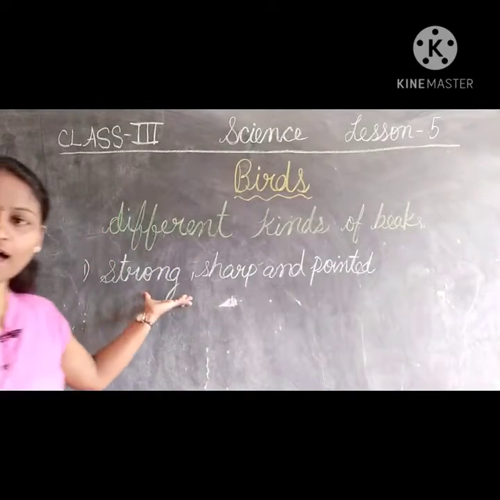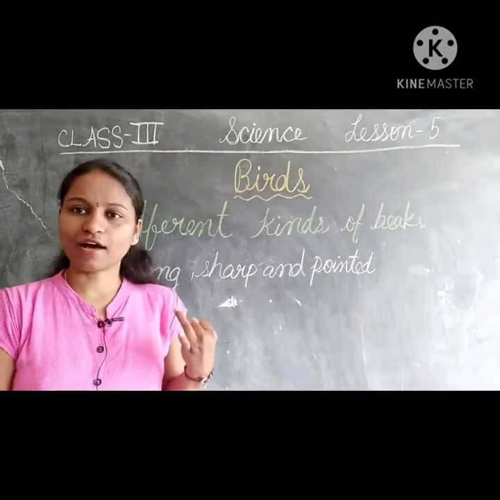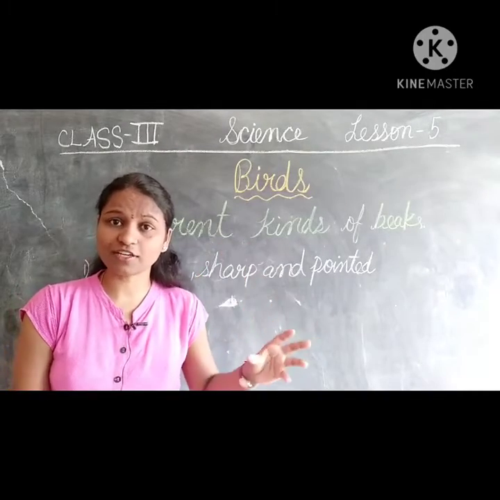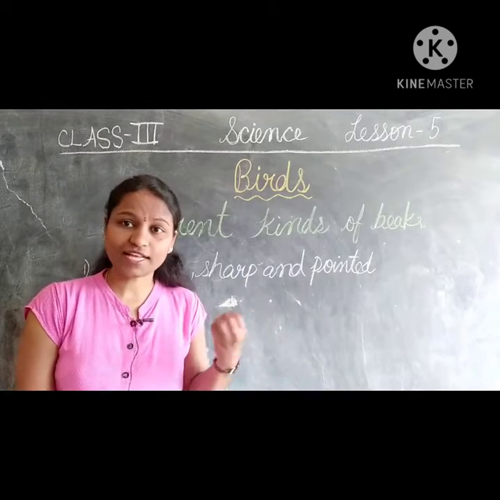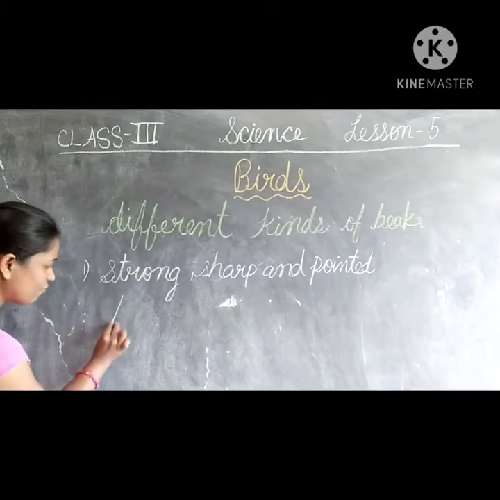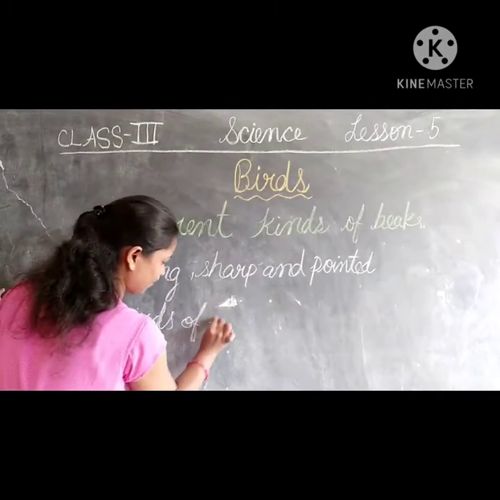So that is for eagles, vultures, okay, and they are called birds of prey, meaning they eat the flesh of other animals, and they can catch the prey and eat them. That is called birds of prey.